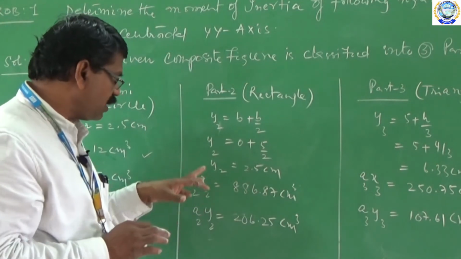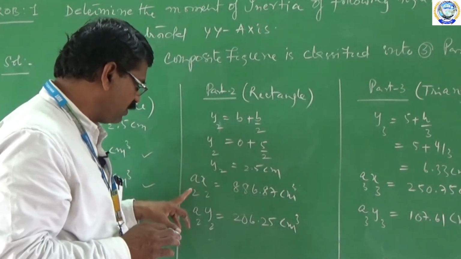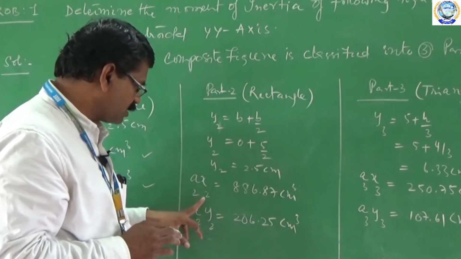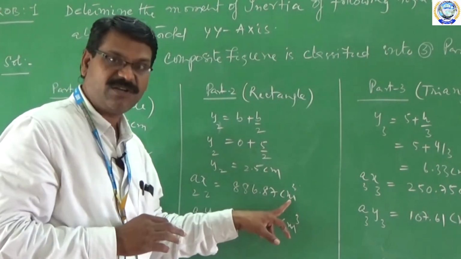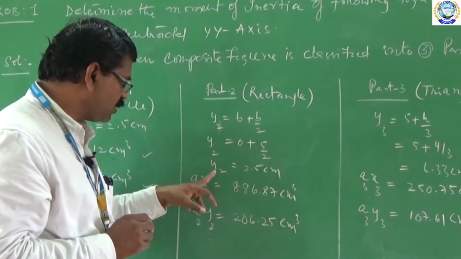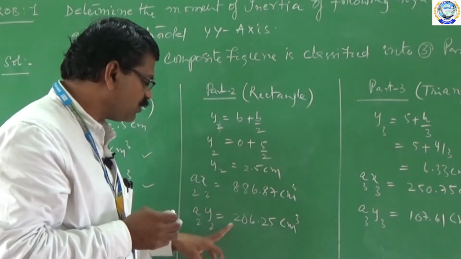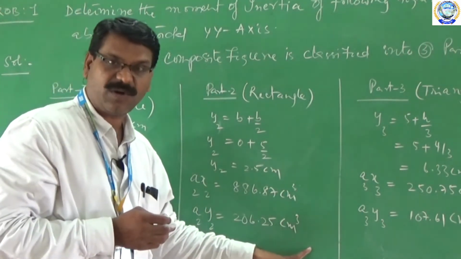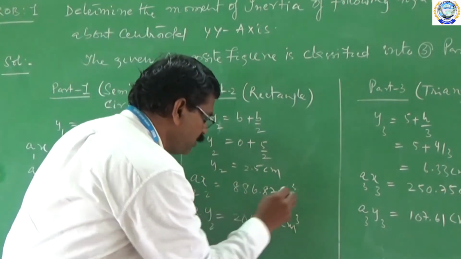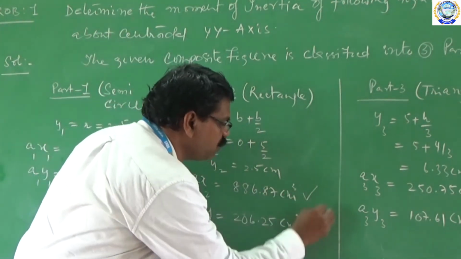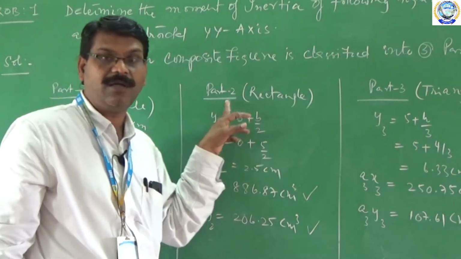Now, using the previous x2 and a2, we find a2 x2. That a2 x2 is equal to 886.87 centimeter cube. And using y2, we find a2 y2, that is a2 y2 is equal to 206.25 centimeter cube after simplifying. This a2 x2 and a2 y2 belong to the second portion called rectangle.